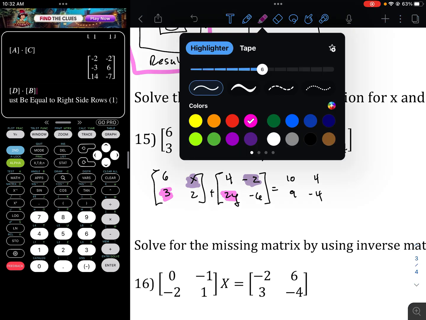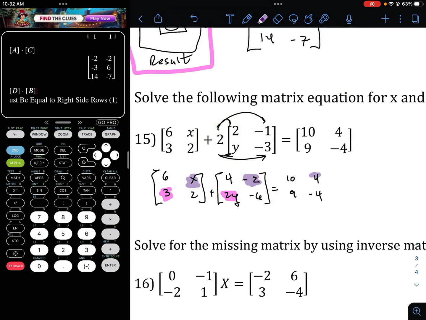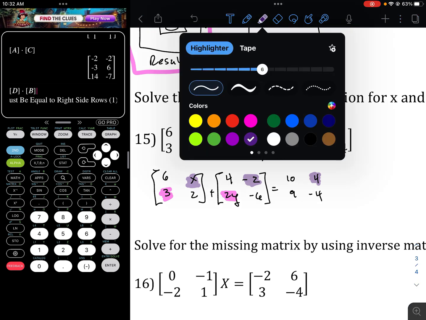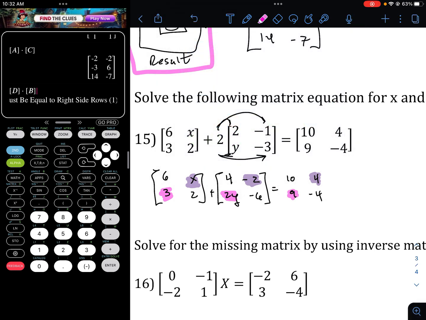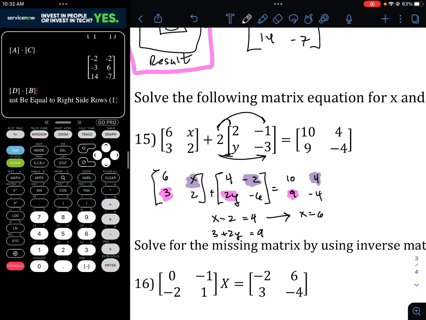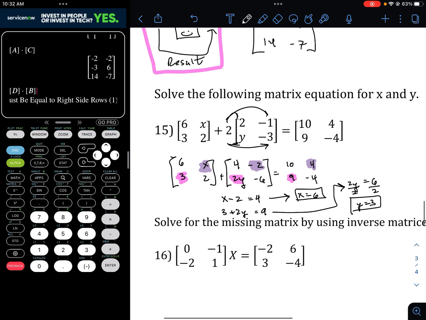Now the x plus -2 equals, on the other side, 4. The 3 plus 2y equals, on this side, 9. So we have x minus 2 equals 4, and we have 3 plus 2y equals 9. X minus 2 equals 4, that means x equals 6, adding the 2 over. And for the other one, 2y equals 6, divided by 2, and y equals 3. Did some math there, subtracting the 3. But that's the idea with those two.